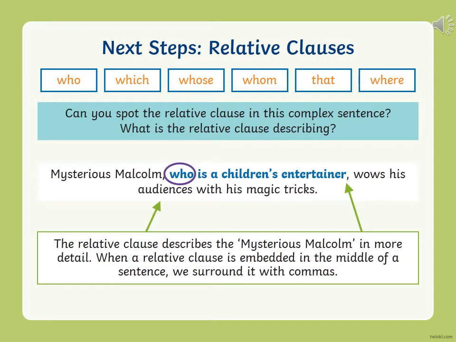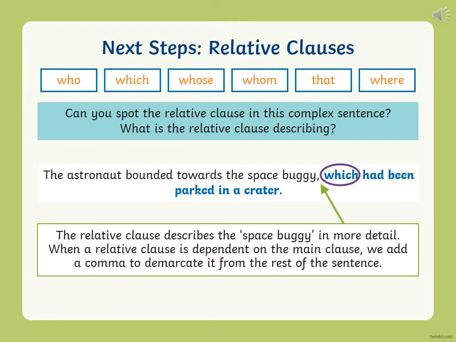This relative clause could easily be removed and the sentence will still make sense. Mysterious Malcolm wows his audiences with his magic tricks. This is another example of a complex sentence using a relative clause. The astronaut bounded towards a space buggy, which had been parked in a crater. Now this relative clause is giving extra information about the space buggy. This is why I must put a comma before the relative pronoun.